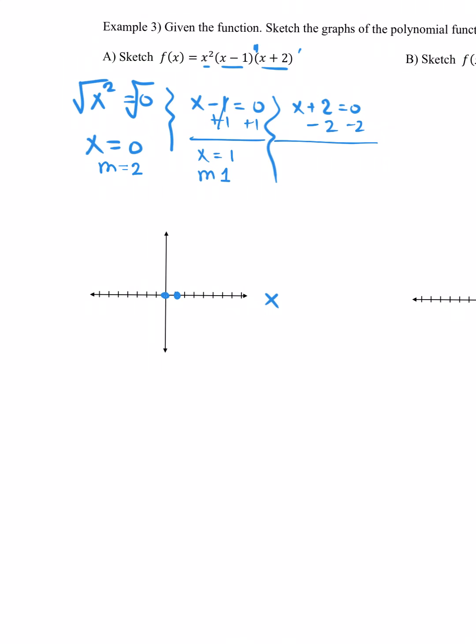And then what do I do? Subtract 2. There we go. So x equals negative 2, and put a dot right there. Okay, so I have all my x-intercepts marked, and the multiplicity is 1.